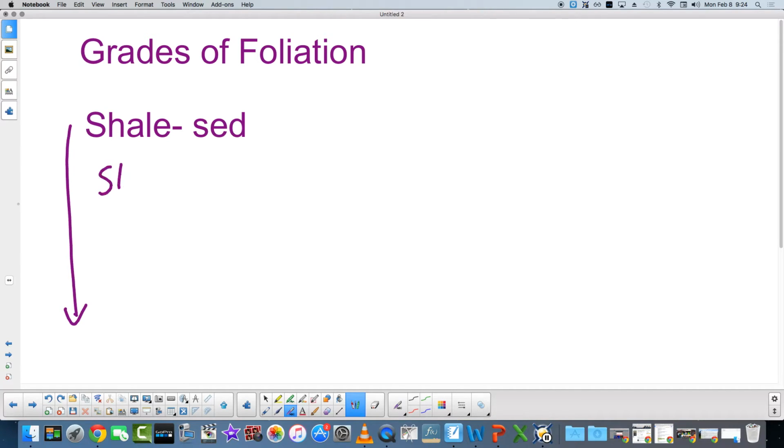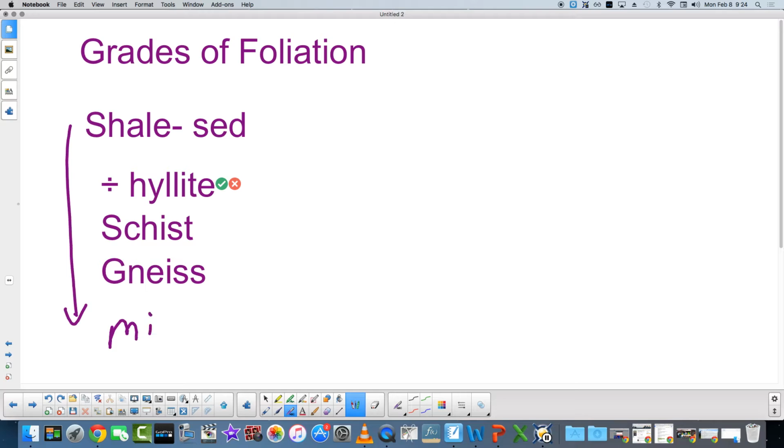Here we get into metamorphic rocks: slate, phyllite, schist, gneiss, which is spelled with the silent G and not at all what you would think. And then last a migmatite. And this is partially melted and getting out of the metamorphic range.